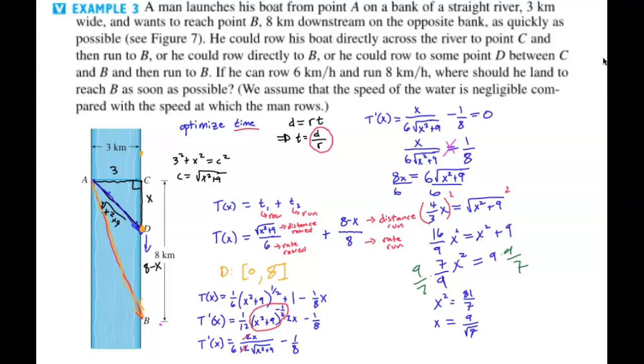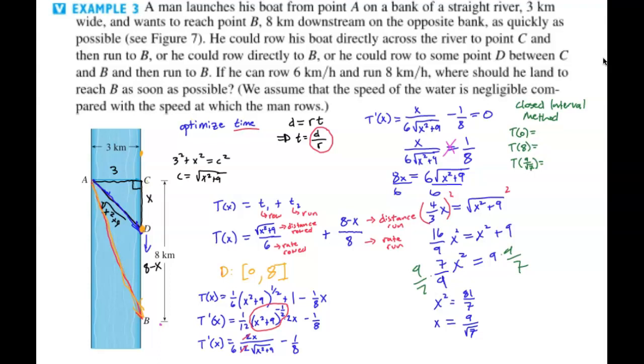So I'm going to write out, what we want to look at is the endpoints. So t of 0, and I'm going to make a note. The only reason I can use this method is because it's on a closed interval. So this is the closed interval method. So t of 0, I'll test that endpoint. T of 8, I'll test that endpoint, and then I'll test our critical value, t of 9 over rad 7. Each of these will give me a time it takes to get across to point B. Whichever one's the smallest is going to be my answer.